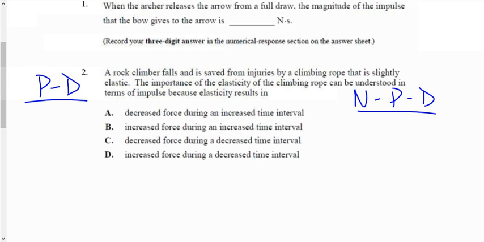Predetermined impulse occurs when an object is, go ahead, Nicole. Stopping, yeah. This is when an object is stopping.